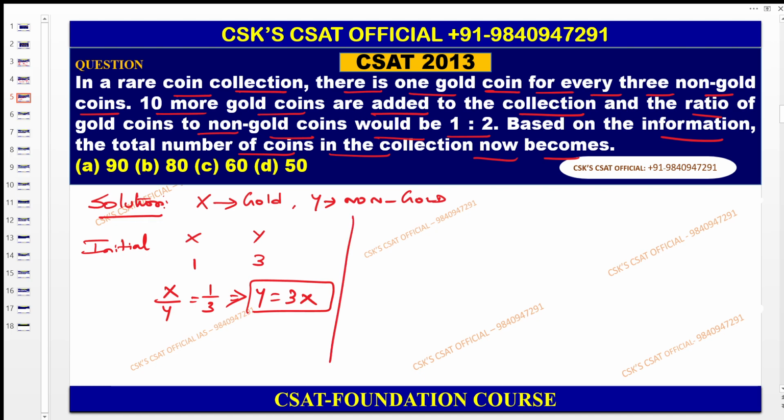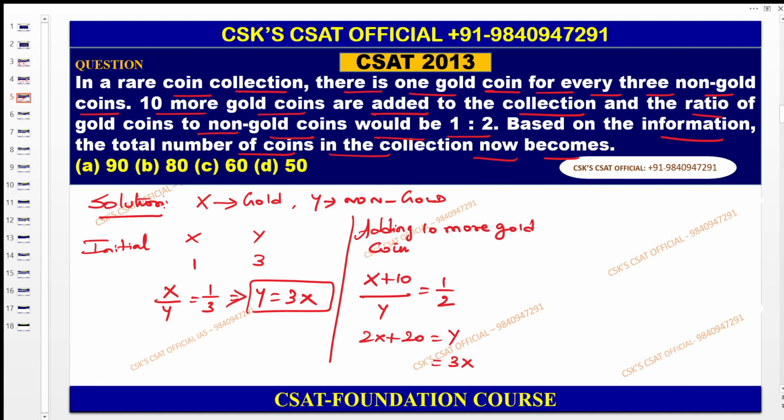Now read it carefully. Adding 10 more gold coins. So gold coin we have taken as X. So X plus 10. You are not doing anything with the non-gold. The ratio becomes 1 by 2. Okay. Now cross multiply this one. 2x plus 20 is equal to y. You can replace y as 3x. Okay. So take this as equation number 1.